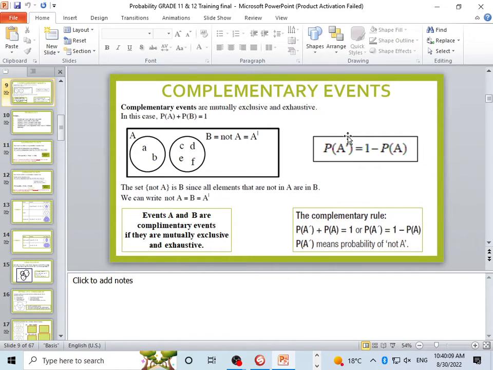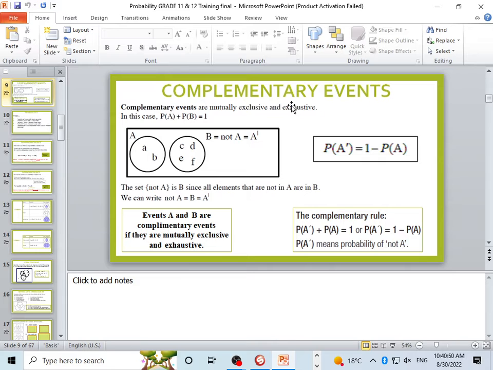Complementary events. Complementary events are mutually exclusive and exhaustive. Now we haven't spoken about exhaustive. If we consider the Venn diagram that I started with, the maths and the math lit, that would be a Venn diagram that's exhaustive because you must have either maths or math lit. There's no one that can be outside of those circles. You must be the one or the other. But if we take maths and accounting, there will be learners outside. There will be learners who don't have mathematics and they don't have accounting.